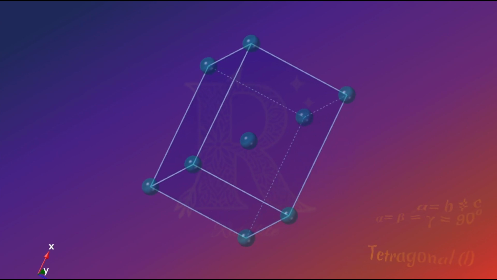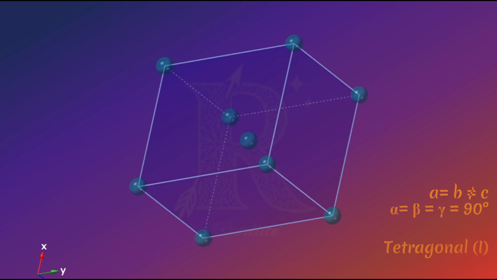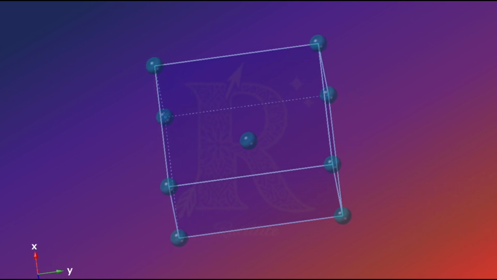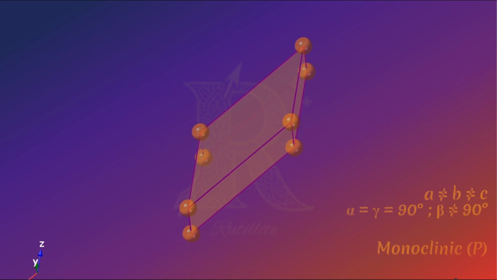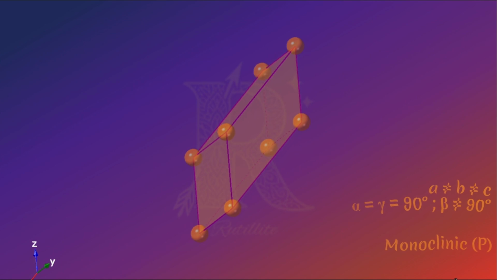Body-centered tetragonal, beta tin. In this structure, atoms are at the corners and one in the center of the cell. This form of tin is stable at room temperature and is used in coatings. In the primitive monoclinic lattice, one of the angles, beta, leans slightly away from 90 degrees. Clinopyroxenes, formed in volcanic activity, crystallize in this way.